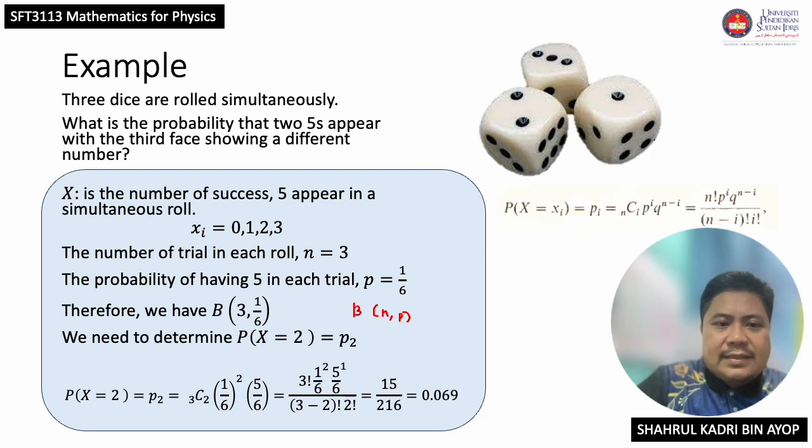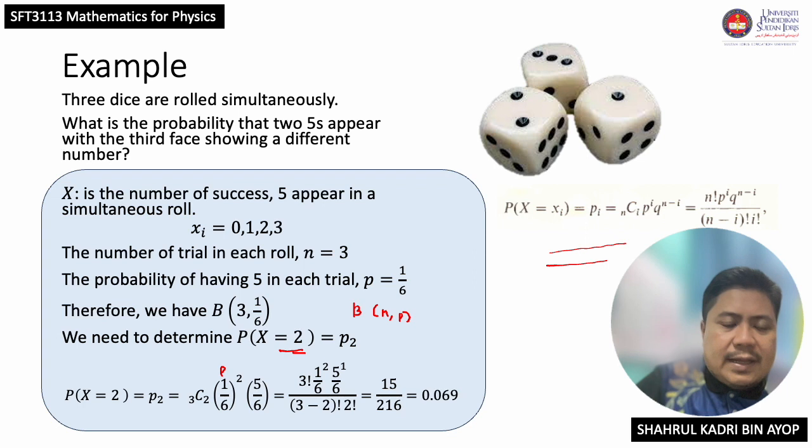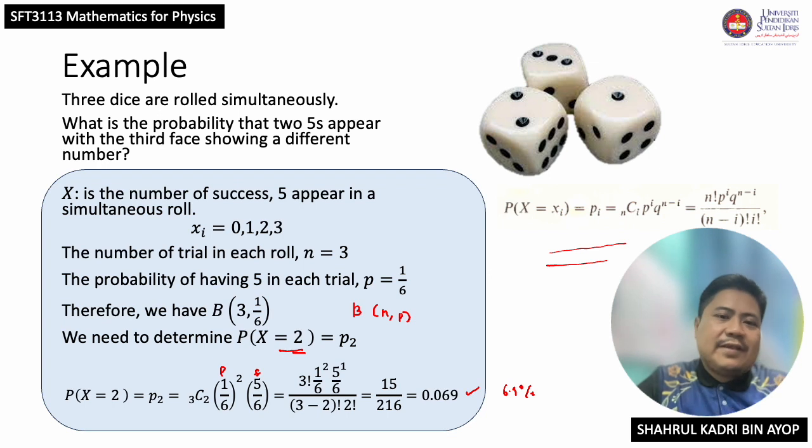So we need to determine x equal to 2. That means two 5s will appear, which is also we want to calculate P2. Using the formula here, we calculate 3C2, times 1 over 6, which is the probability of success, times the probability of failure. By calculation, we will get 0.069. That means about a 6.9% chance of getting two 5s.